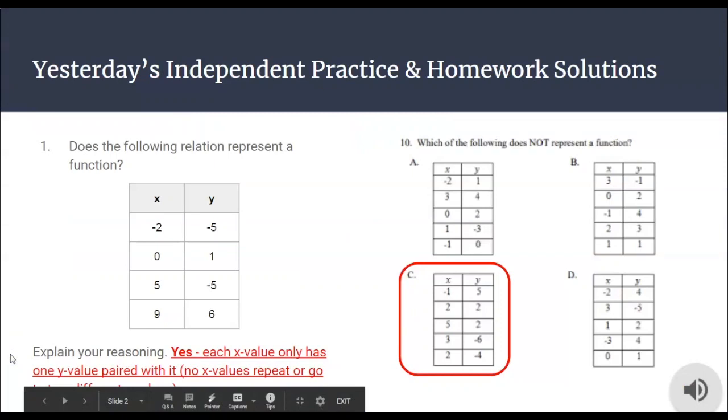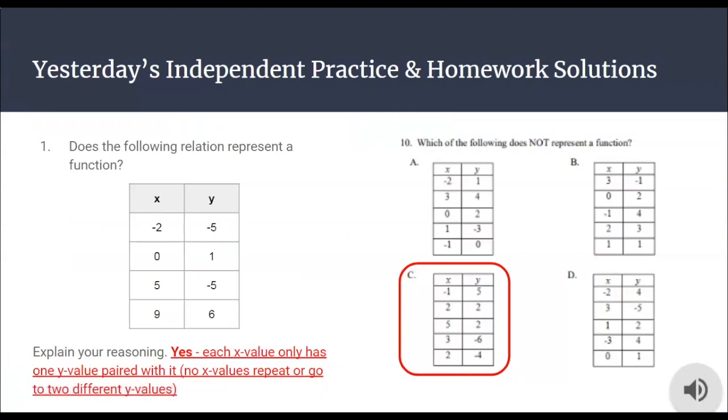Please take a moment to look at the answers to yesterday's independent practice and homework. Be sure to make any corrections.